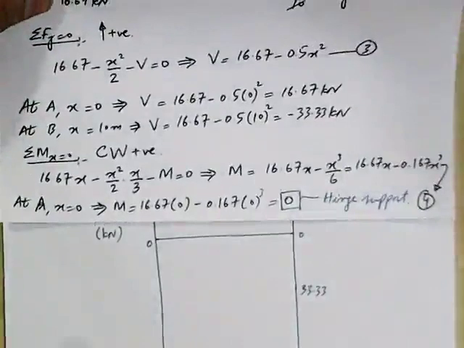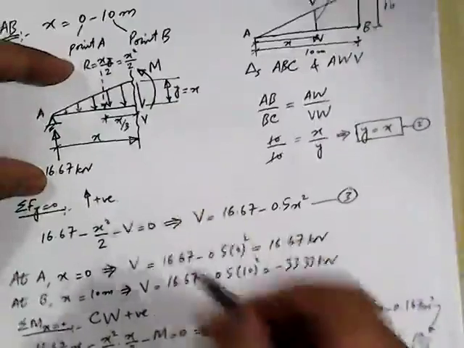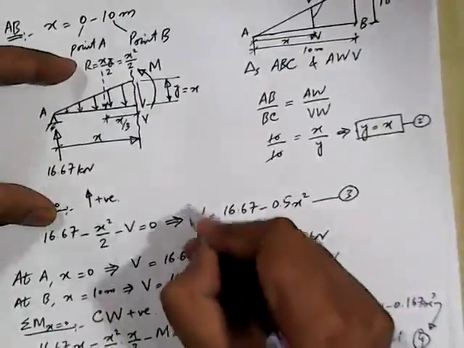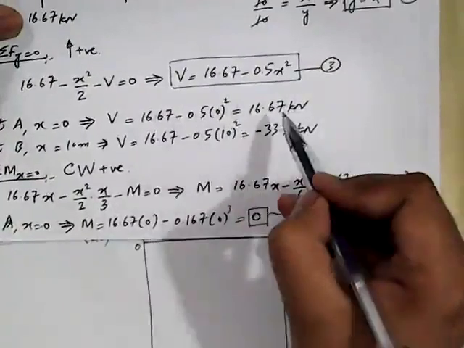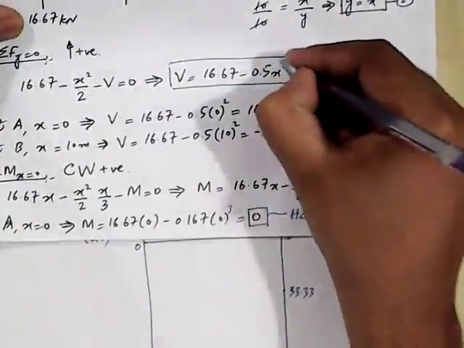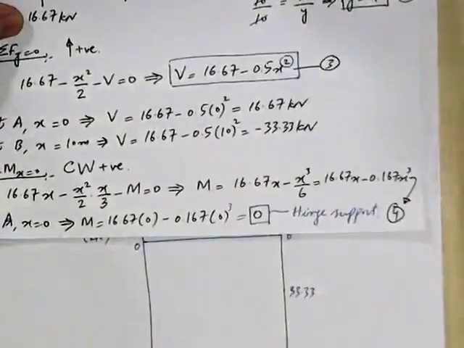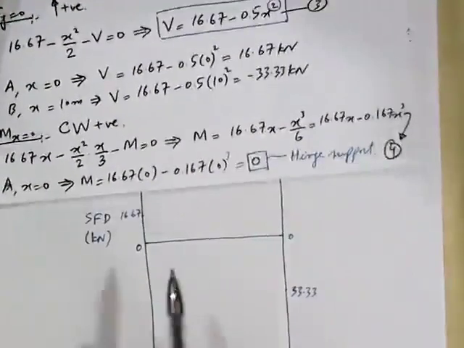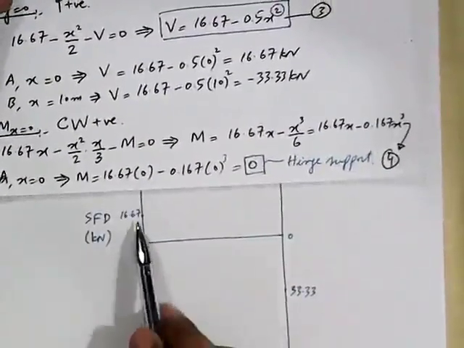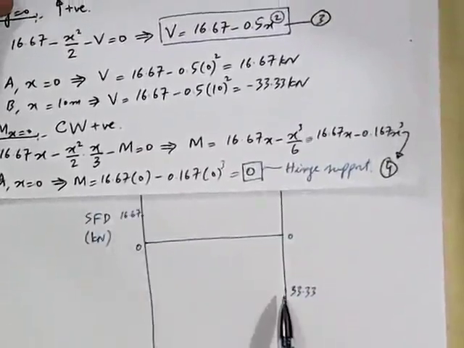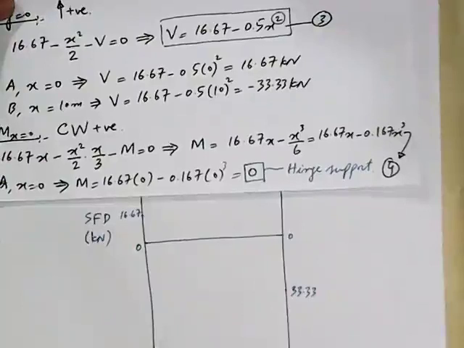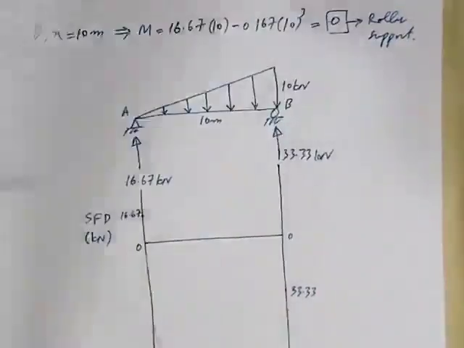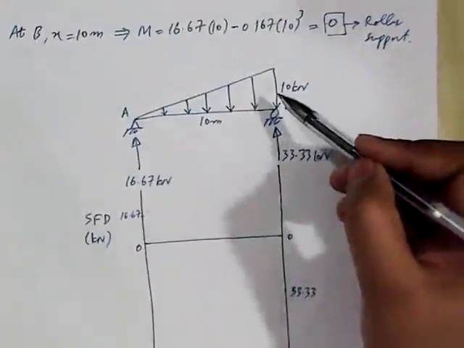Now here is the equation of shear force. This is equation number 3. This is the equation of shear force for this portion. Now, what is the degree of the equation? The degree of equation is 2. So it means that we will have a second degree line joining this point to this point.